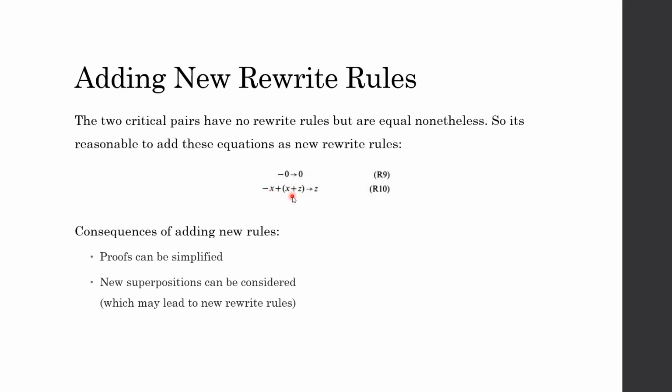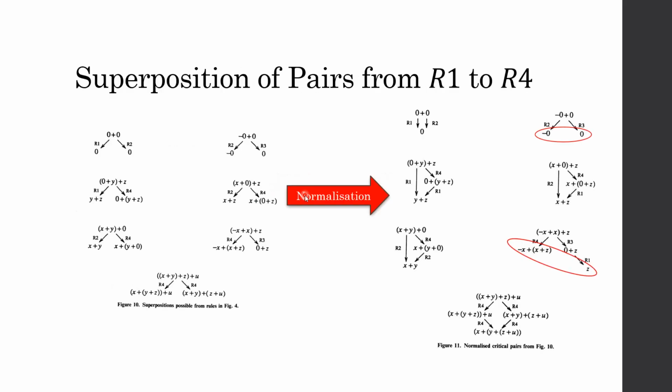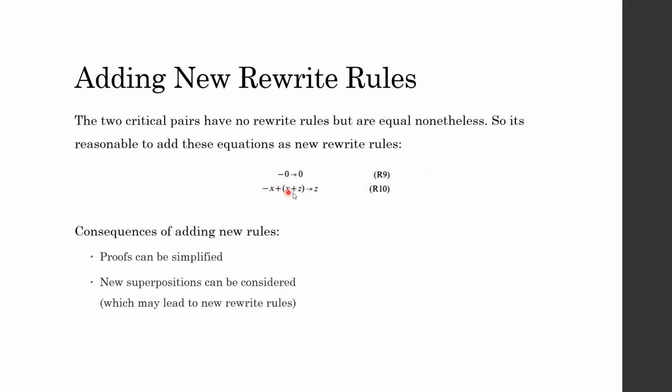So here also, remember, we know that this chain are all equal. However, these two are their normal form already, so we cannot even simplify them, but we can make it a rewrite rule, from a more complex term to a less complex term. So what is the consequence of adding such a rule? Proof can be simplified and new superposition can be considered, which may lead to even more new rewrite rules. I'll give you an example.